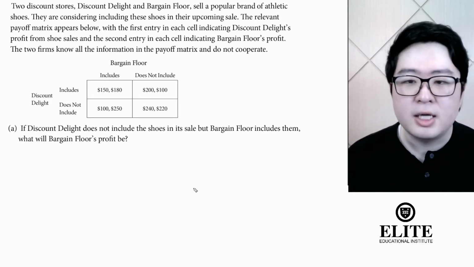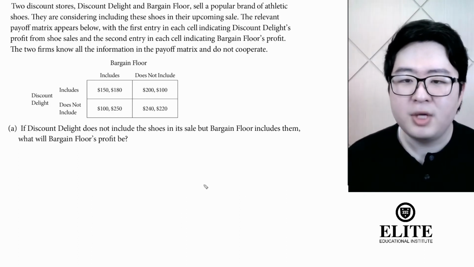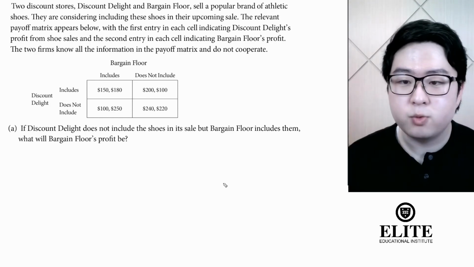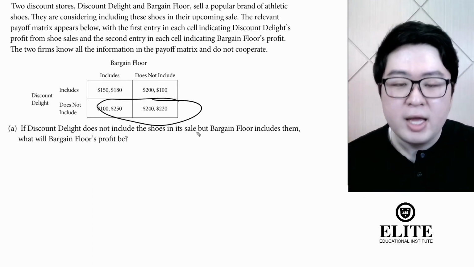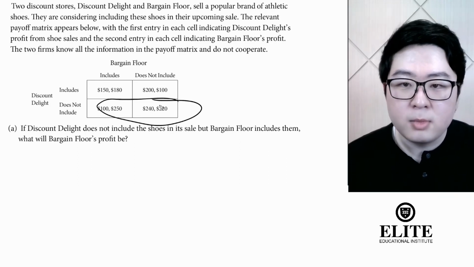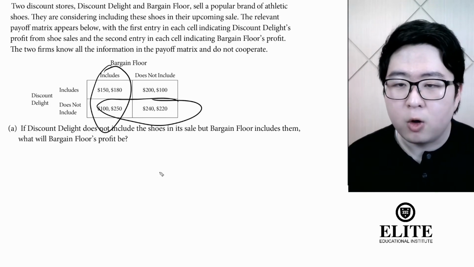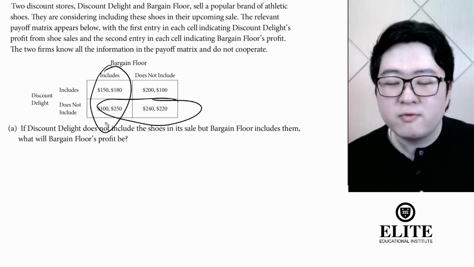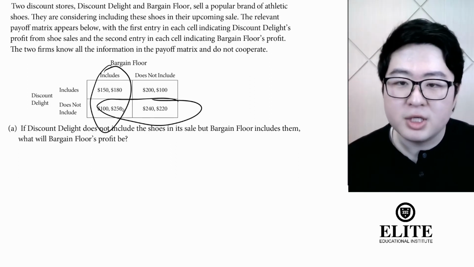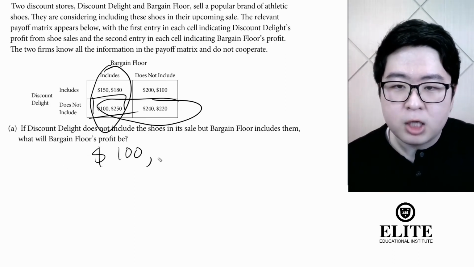If Discount Delight does not include the shoes in its sale, but Bargain Floor does include them, what will Bargain Floor's profit be? In order to determine the answer to this problem, all we're going to need to do is consider the situation where Discount Delight does not include the shoes, right? Which could be one of these two scenarios here, and the situation where Bargain Floor does include them, which could be one of these two cells here, right? And so all we have to do is essentially think, oh, when is Discount Delight not going to include, and when is Bargain Floor going to include? And that's going to, of course, be the intersection between these two circles here, right? At the bottom left cell, right? 100, comma, 250.